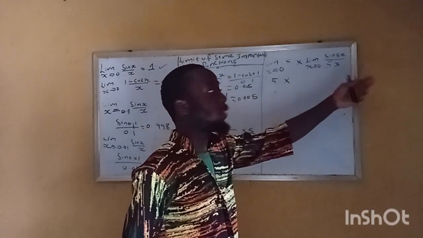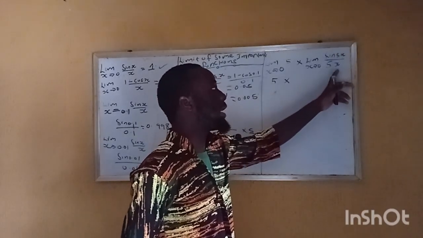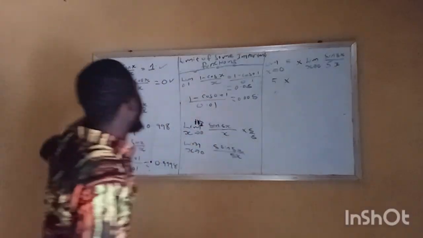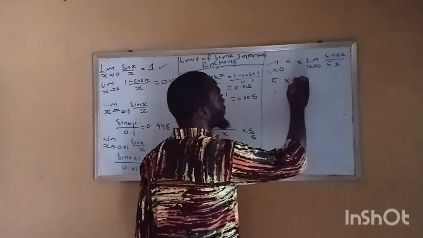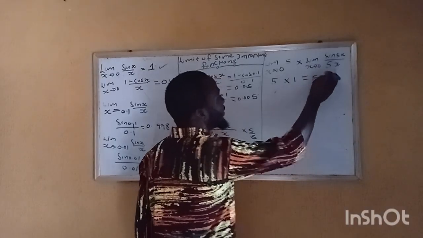Let's say 5x is equal to y. Are you getting me? So sine y over y is 1, from this formula: sine x over x is 1. Sine 5x over 5x is also 1. So 5 times 1 is equal to 5. That's the final answer.